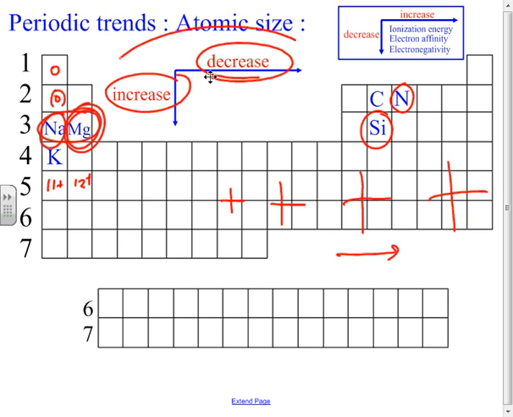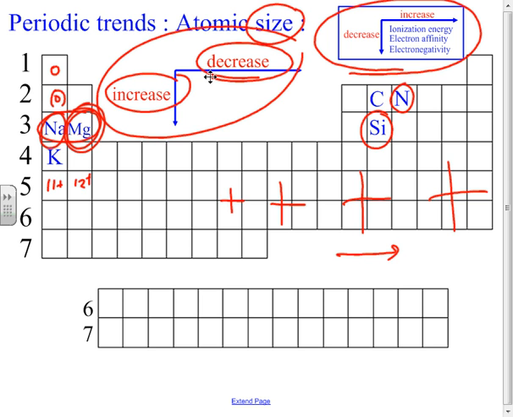Note that these patterns, decrease across, increase down, are opposite the trends for those things that don't deal with size. So that's the easiest way to remember it. Those things that don't deal with size, increase across, decrease down. Anything that does deal with size, atomic size, ion size, has the opposite trend, decrease across, increase down.